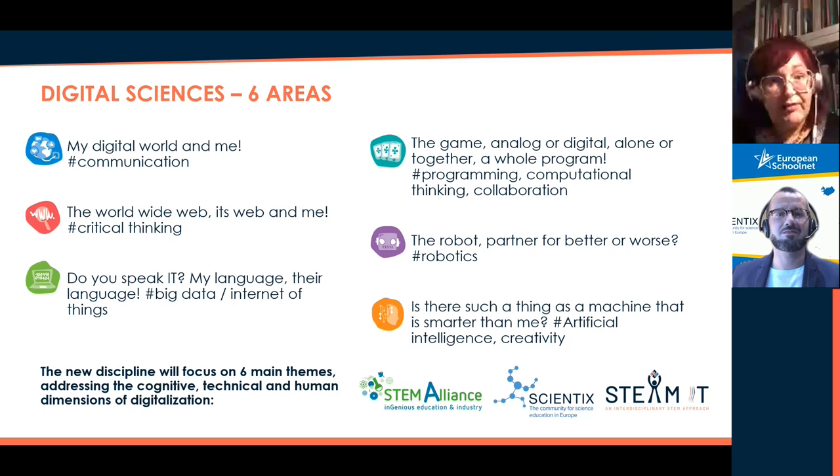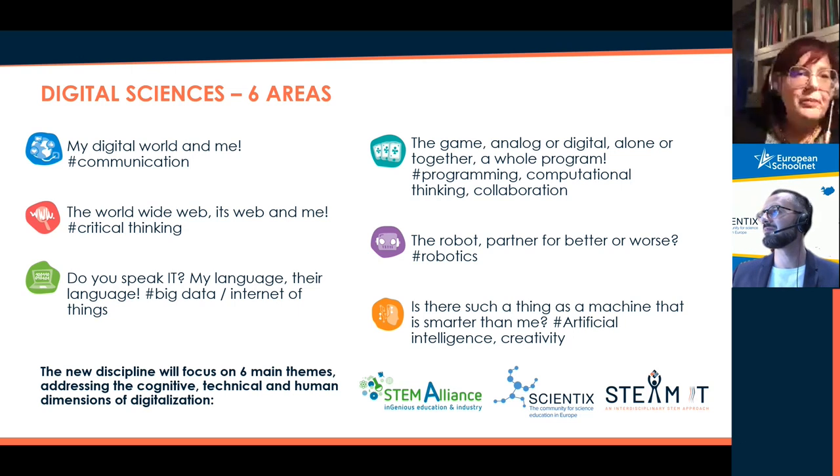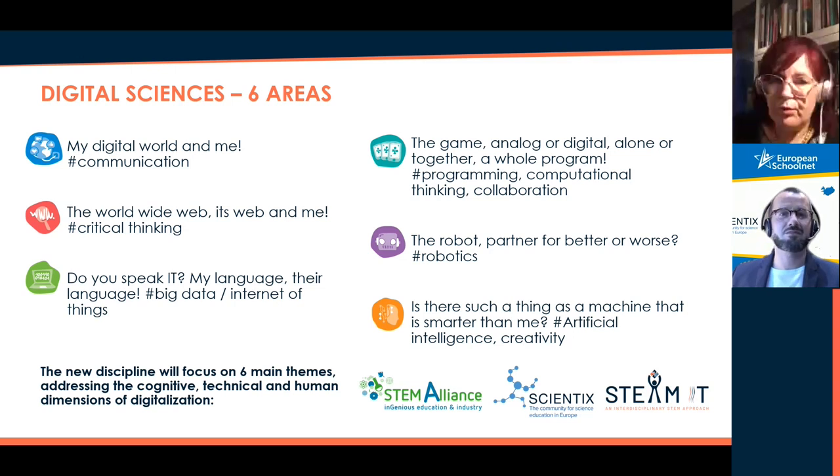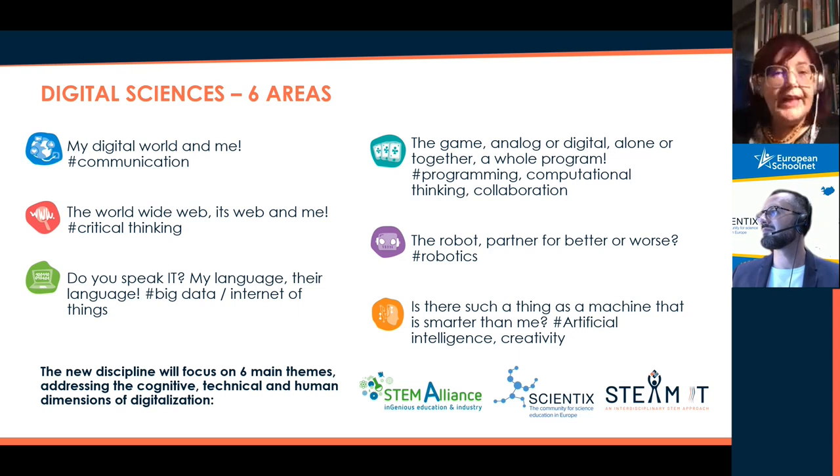So basically, you have all these six areas. You are certainly aware that they're combining each other. They're complementary one to each other. And of course, you can draw lines between digital world and me and the World Wide Web, or the robots and artificial intelligence. The gaming part too has its part of artificial intelligence. And of course, if you want to build your own project, you need to speak IT.